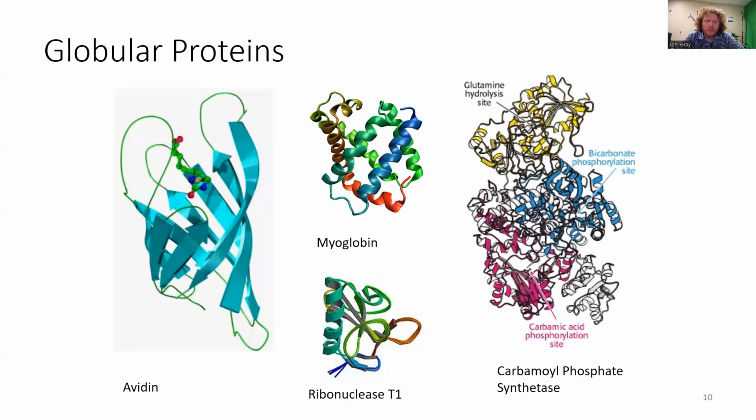Now, here's some examples of globular proteins, really just intending to display the dynamic differences between them. If we look on the left, we have this protein known as avidin. Top middle, we have myoglobin. Bottom middle is ribonuclease T1. And to the far right, we have an enzyme known as carbamoyl phosphate synthetase. Now, what I want you to do when you look at avidin is I want you to see those turquoise or teal arrows. Those are all beta strands.